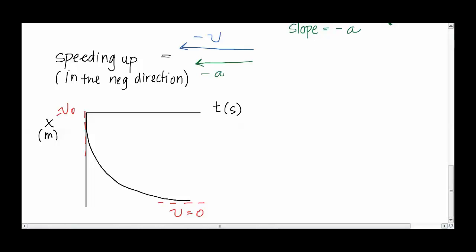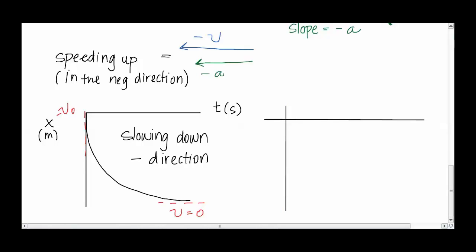So this shows me that it's slowing down. The slope goes from being very negative to being 0. And remember, a negative velocity just means it's moving in the opposite direction. So it's slowing down, moving in the negative direction. Let's draw the velocity time graph here. So we've got a velocity on the vertical axis, and we have time on the horizontal axis. Velocity is in meters per second, and time is in seconds.